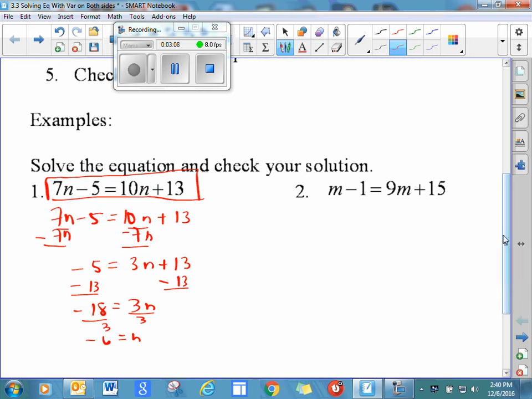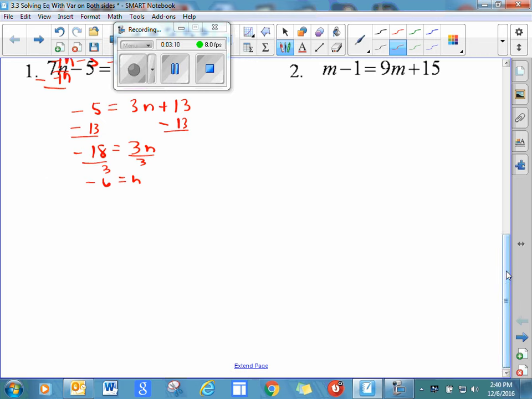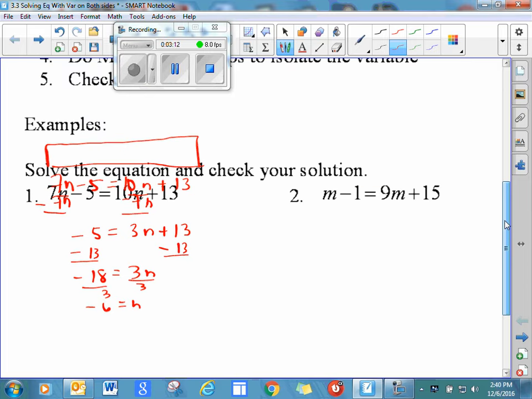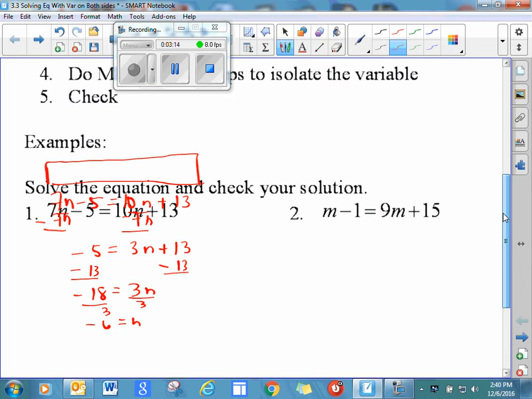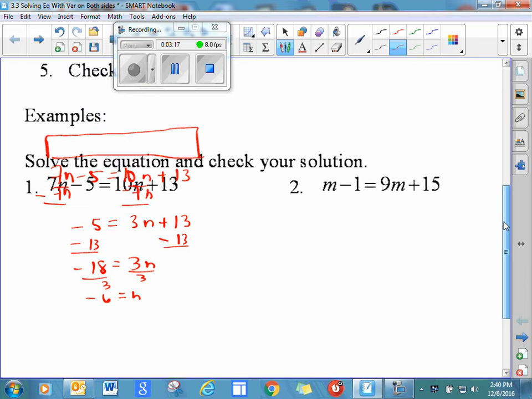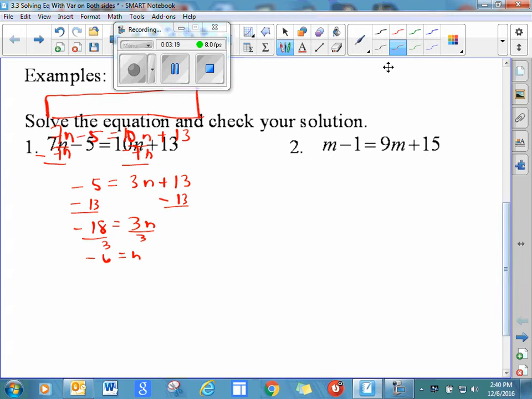And of course your check is your next step. I don't know why that did that. Very, very funky. All right, we're going to go with it so I can do the check on this one, and then I'll start the other one afresh.